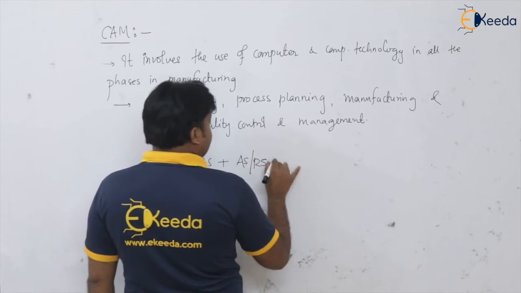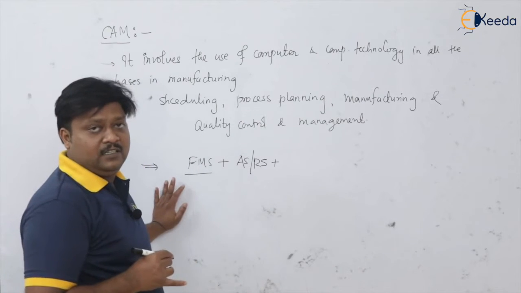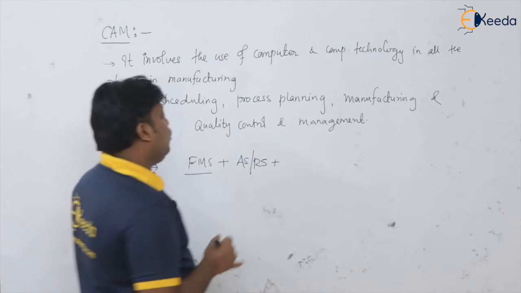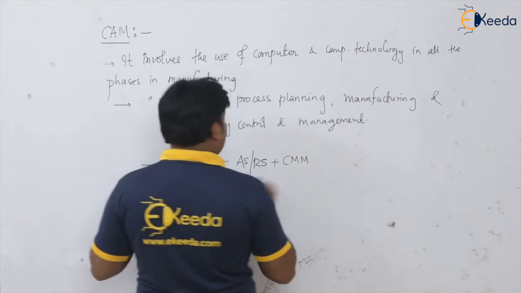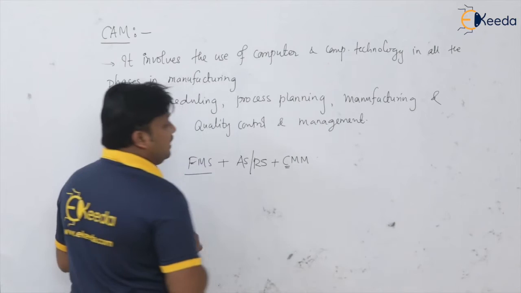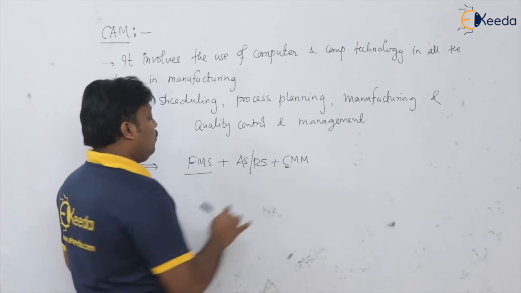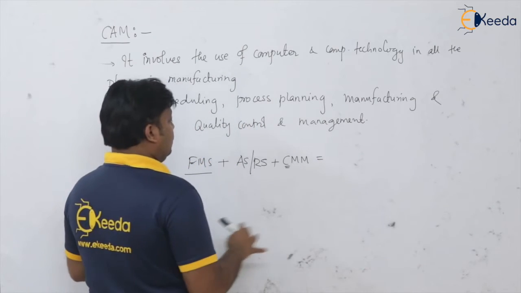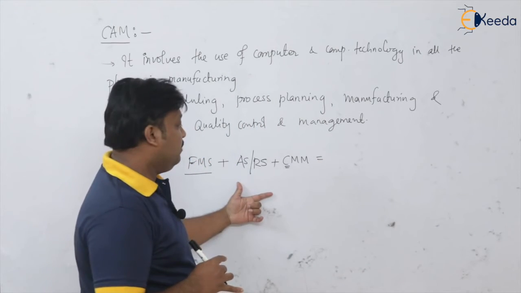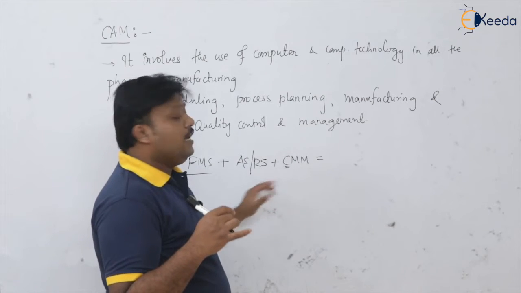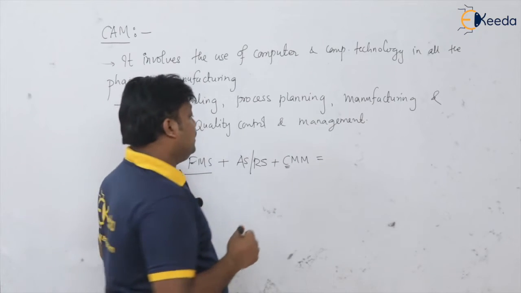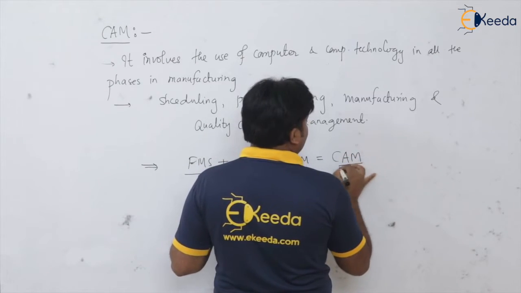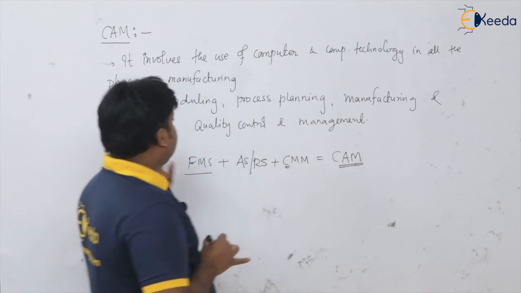ASRS, and the inspection or the measurements of the parts or components are done with the coordinate measuring machine, that is CMM, then together this FMS is already implemented. In that we are having the automatic storage and retrieval along with the coordinate measuring machines. It is also known as computer aided manufacturing. Please remember this. So this is the CAM.